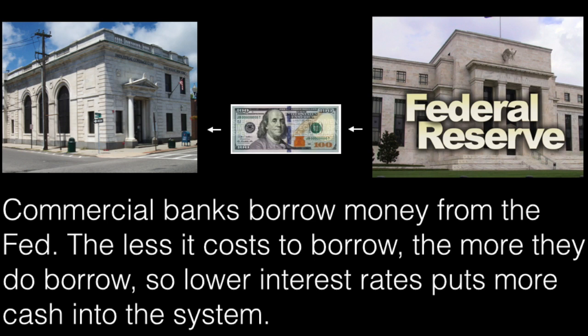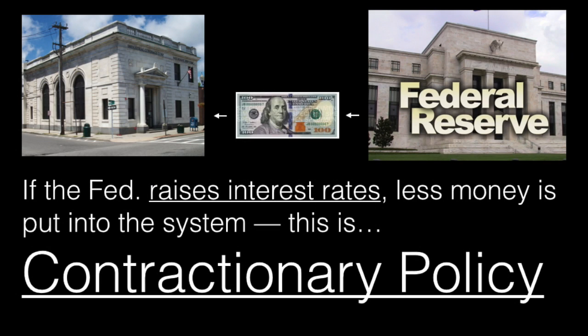So if the Federal Reserve lowers interest rates, banks borrow a lot of money from the Federal Reserve, and that puts more cash into the system. And if the Federal Reserve raises its interest rates, that discourages banks from borrowing money, which slows down the economy.